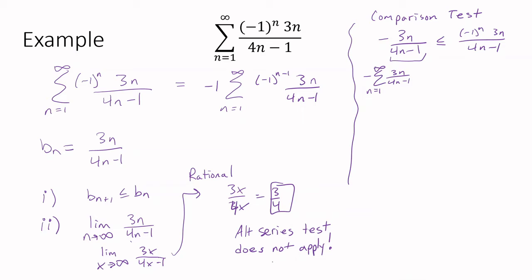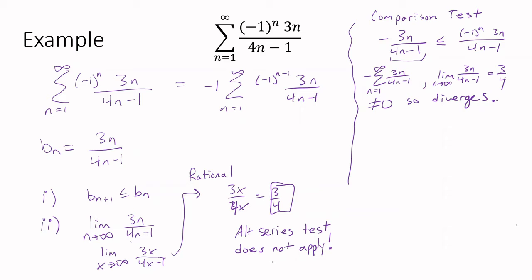Okay, so where I could just take the negative out because it's a constant. But you actually already did work for this. The limit of the terms of this new series I'm looking at as n goes to infinity, well, that's 3/4. So that's not 0. So it diverges by the test for divergence.